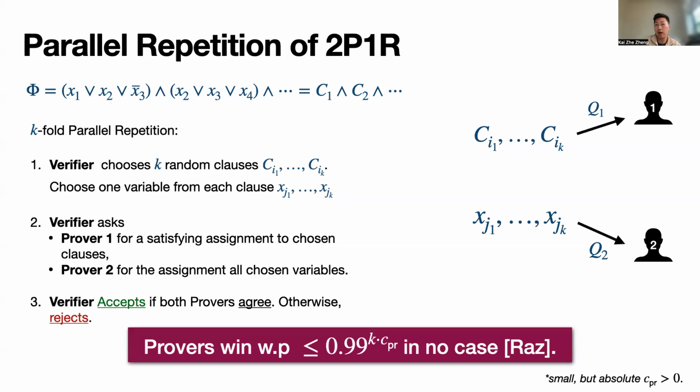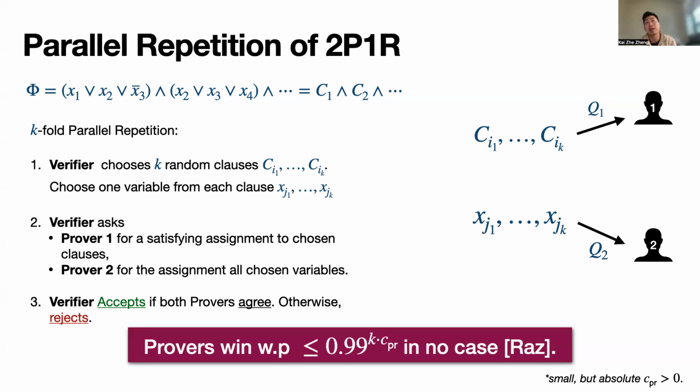This is a result of Raz, and it shows that if we repeat this game k times, then in the no case, the provers are winning with probability at most roughly 0.99 to the power of k times some small but absolute constant. So this is saying that if we want to get some arbitrarily large constant gap, we can obtain that by just setting k sufficiently large. Notice that as k gets larger and larger, this winning probability goes towards 0. Once again, this is wonderful. We can get any arbitrarily large gap we want.